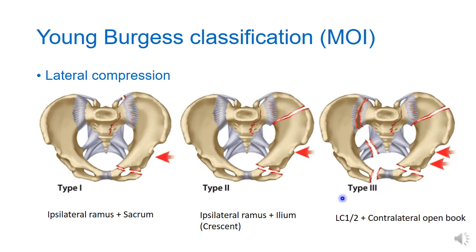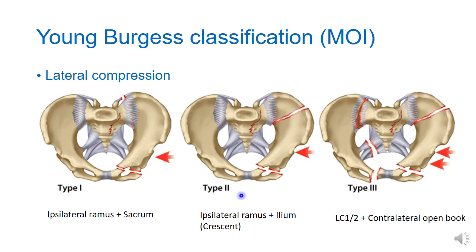If we take the other example, which is called lateral compression, the injury is coming from lateral to median. We have lateral compression type 1, which is a compression fracture of the pubic rami and a fracture of the sacrum. So you may notice that lateral compression is mainly a bony injury. Okay?